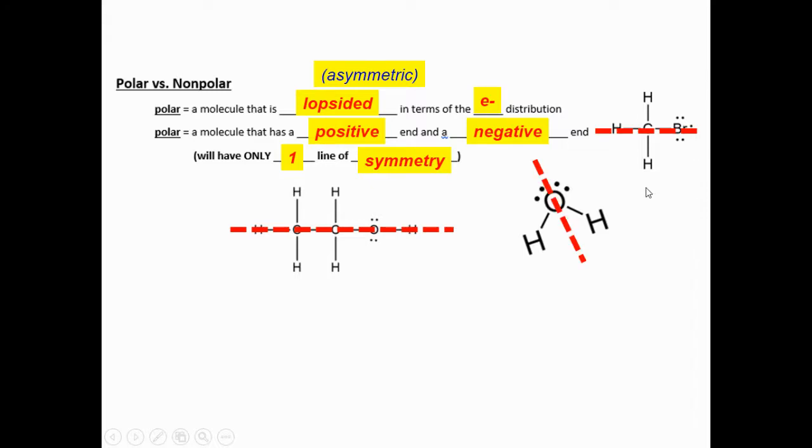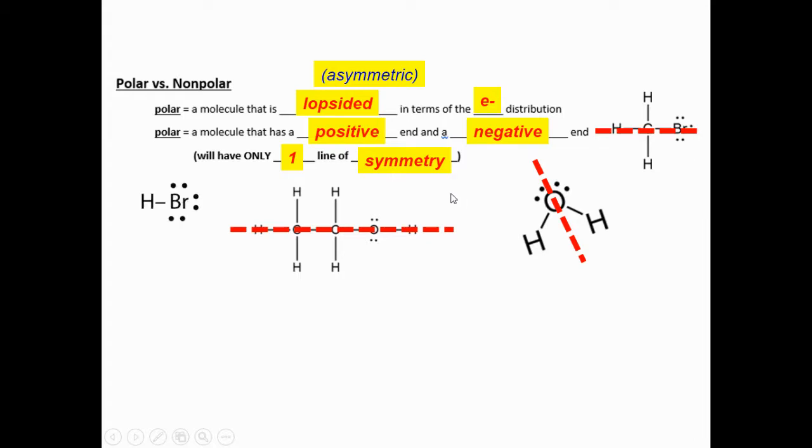And then this H2O, you can fold it this way. You will just get one line of symmetry. There's no other way to fold it. Anything with one line of symmetry will be a polar molecule, okay? Or it might have no lines of symmetry if it's a really weird molecule.